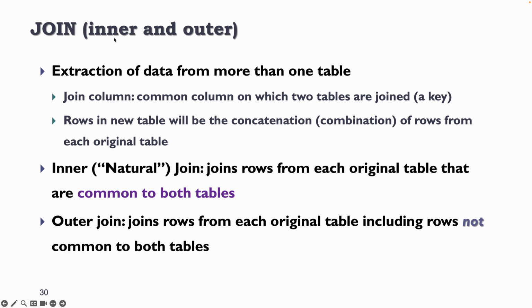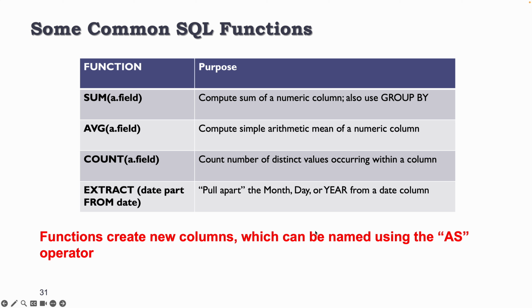So there are two types of joins, inner and outer. Inner is the one more commonly used. So for extraction of a table from more than one table, we can join columns. There is a common column on which two tables are joined, so it's a key, primary key and foreign key. Rows in the new table will be a concatenation or combination of rows from each original table. Inner join is more of a natural join. It joins rows from each original table that are common to both the tables. Whereas in outer join, you have rows from each original table, including rows not common to both tables. As a result, when we do outer join, you may have many cells in the table which are empty or missing data.